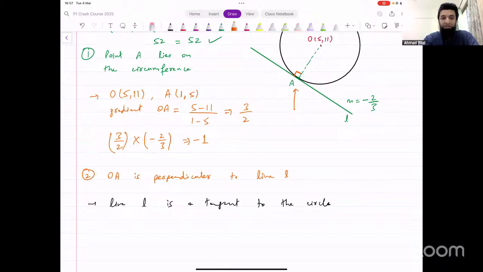Now, that's a general thing that you need to remember. Whenever you have to prove something is a tangent, you have to prove that it touches the circle at some point, and that the gradient of the radius at that point and the gradient of the tangent at that point are negative reciprocals of each other. All right. Any problems with this? Does this make sense to everyone?